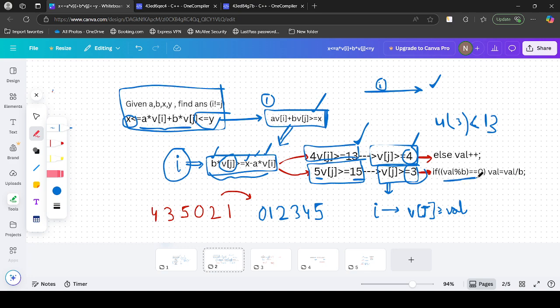So if it is divisible by 0, we are searching for value divided by b, and else value plus plus because it is 4 here. But how to find this? We are at index I and we want all the values which are greater than or equal to some certain value, where we have found value from these above based on the divisibility rules.